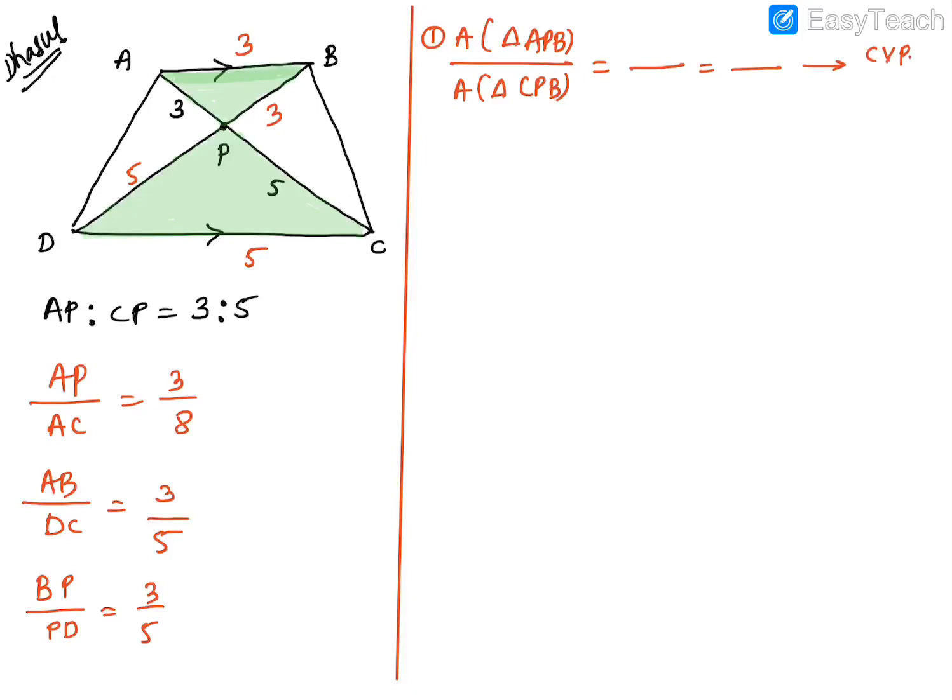B is a common vertex, correct? And you can see AC. These are the bases in a straight line here. So APB, what is the base? AP. CPB, what is the base? PC. What is AP upon PC? 3 upon 5. That's the answer.